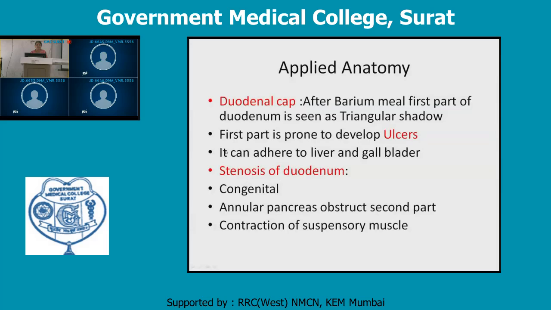Here the anterior relations of the first part of the duodenum are important. Suppose you see adherence of the anterior surface of the first part of the duodenum to the liver and gallbladder. So an ulcer can be there in the first part of the duodenum.